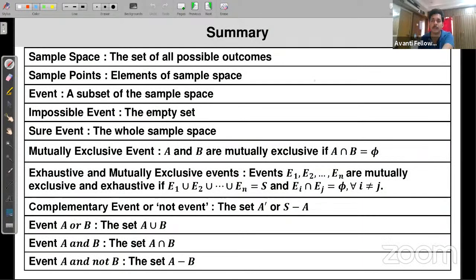So, one second, this is a summary. I will share this in your notes also. Sample space, sample points, event, all these things.